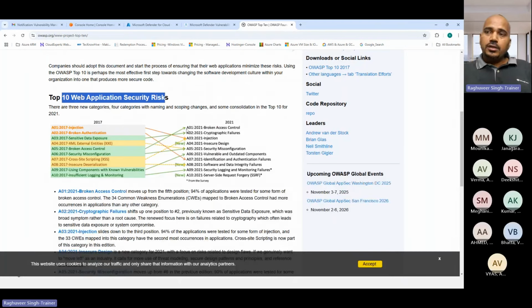Now, if you notice, this list was revised in 2021 and they have put broken access control on the top. It used to be at 5th position, then it was moved to the top, which basically means that by this time identity related attacks were quite common. They were most prominent. Network related attacks were not there, which basically means identity is the new perimeter today.